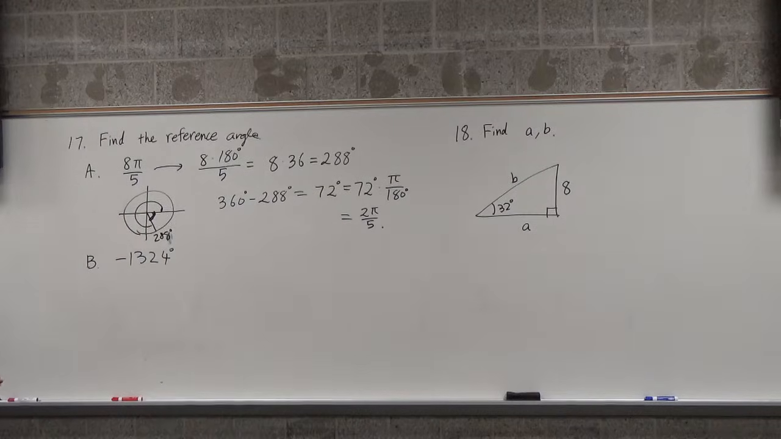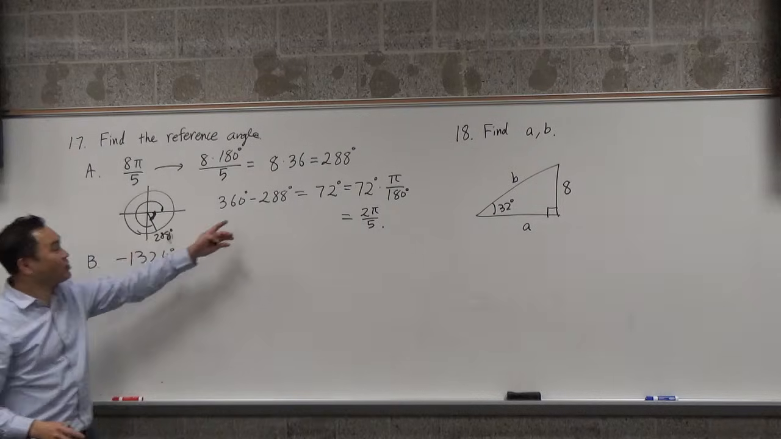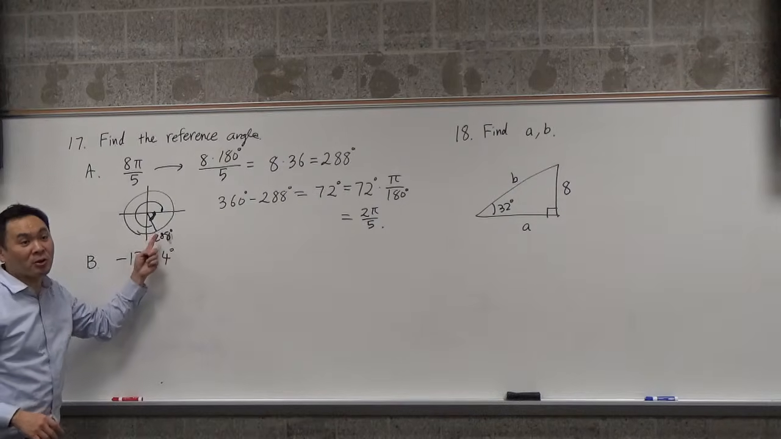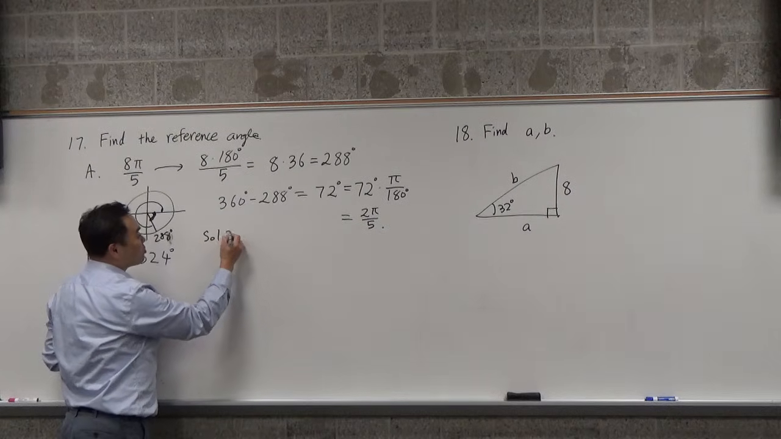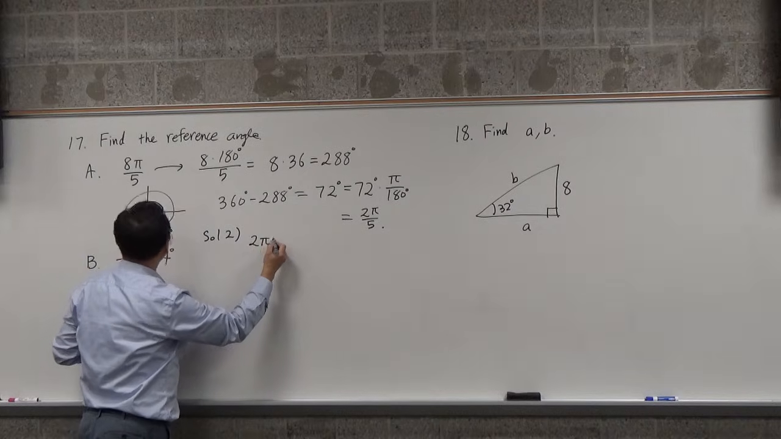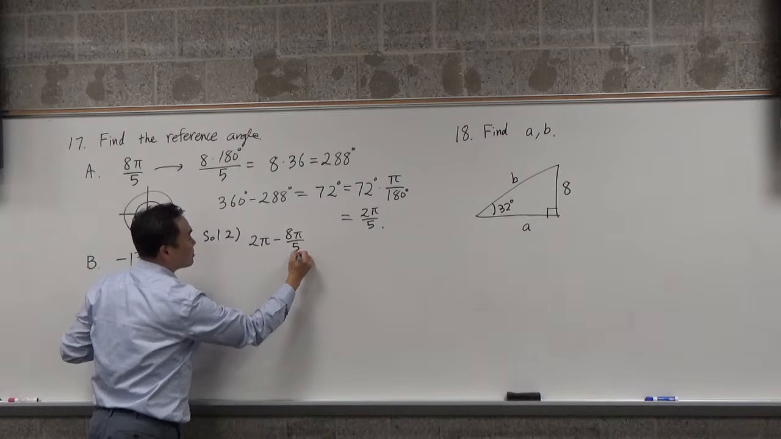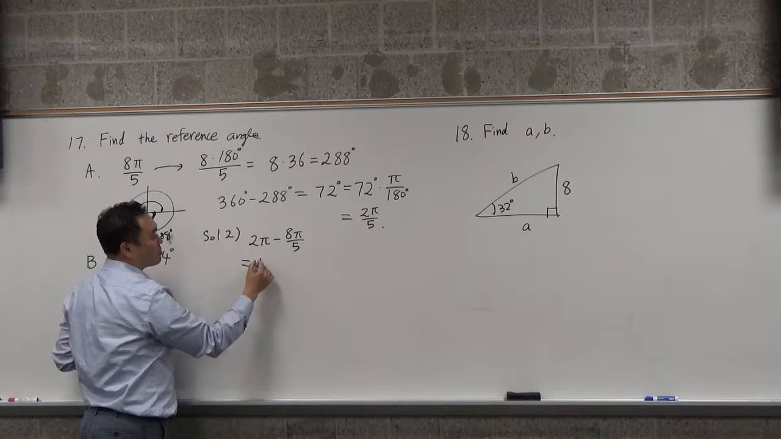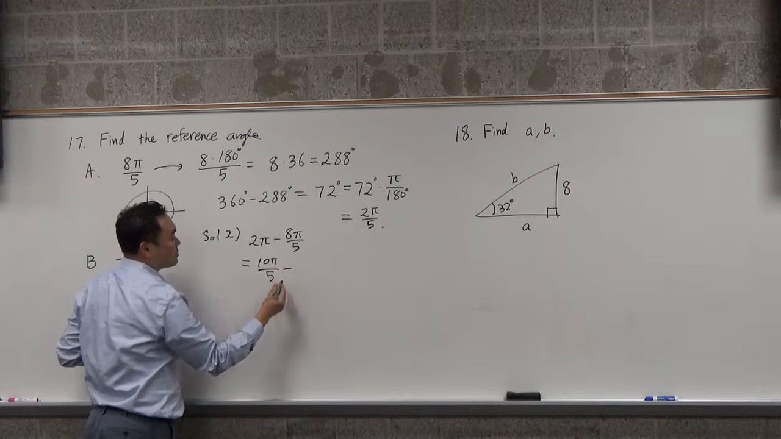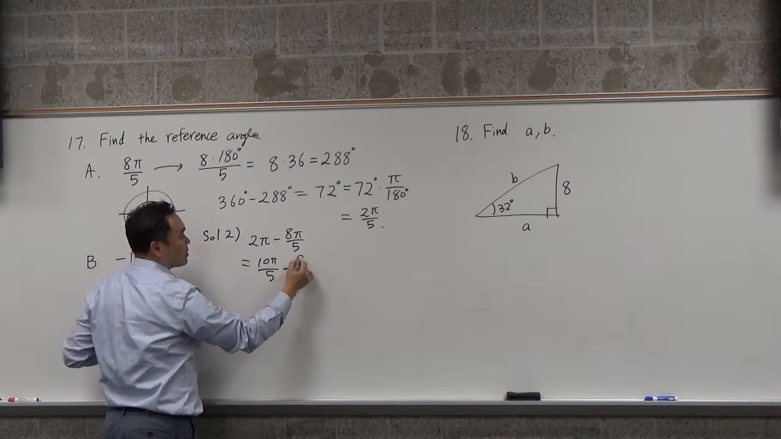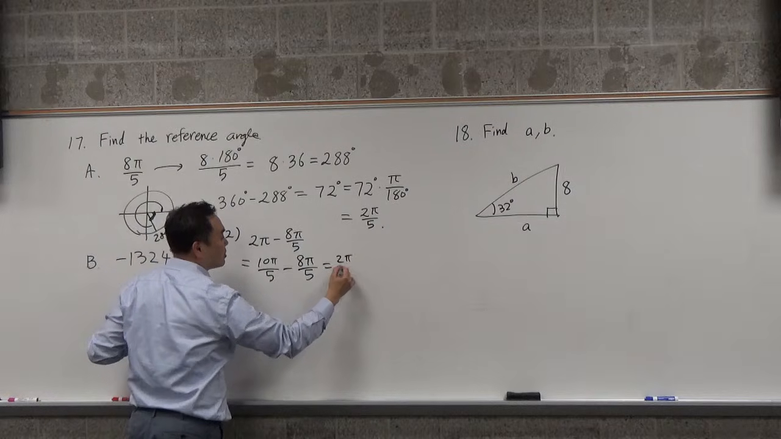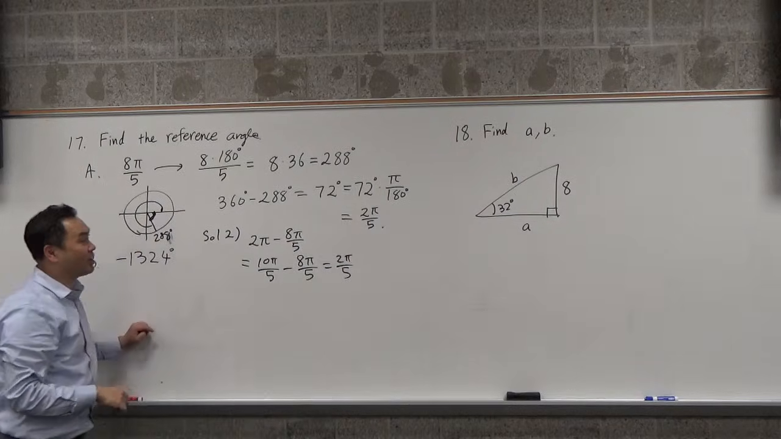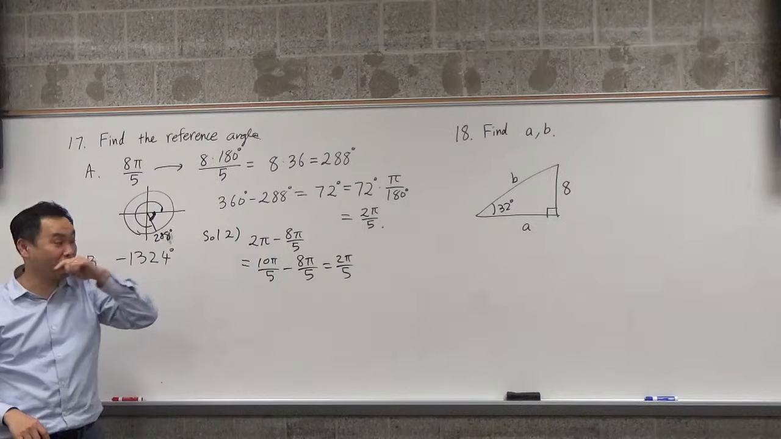Now there's another way to get the same answer without having to go back and forth, which is if at this point you know that this is in quadrant 4, you just have to subtract from 2 pi. So a second method, solution 2, would be to simply do 2 pi minus 8 pi over 5. Because 2 pi is 10 pi over 5, 10 pi over 5 minus 8 pi over 5 is 2 pi over 5. So that's a bit faster than having to subtract with numbers and convert back to radians.